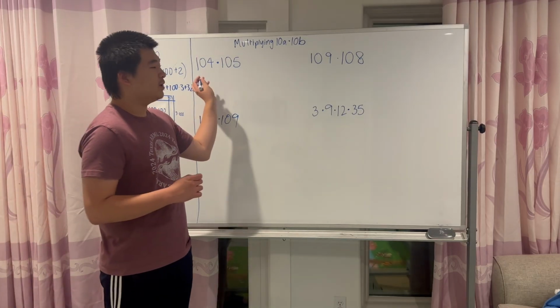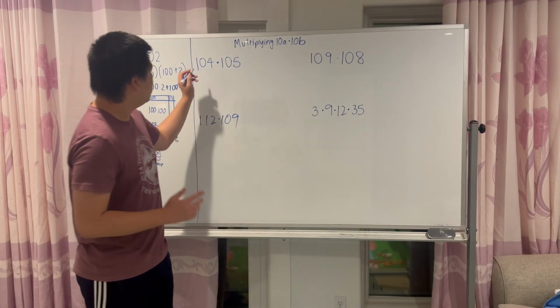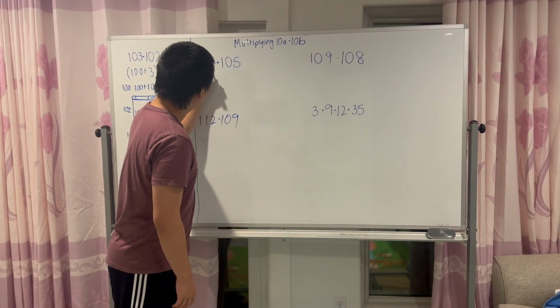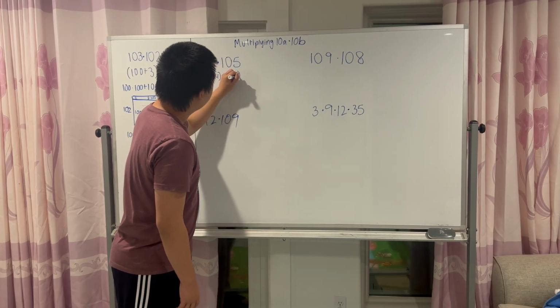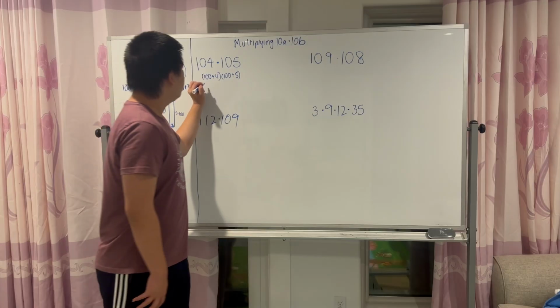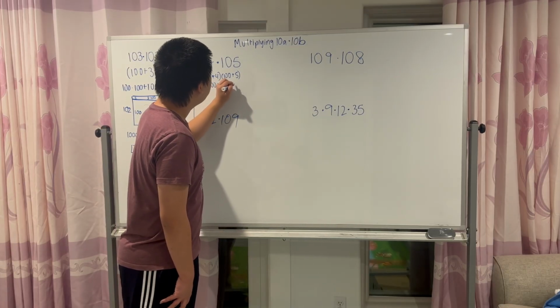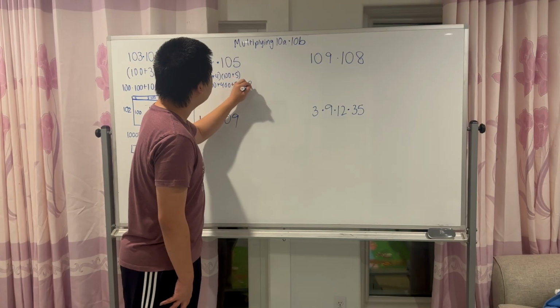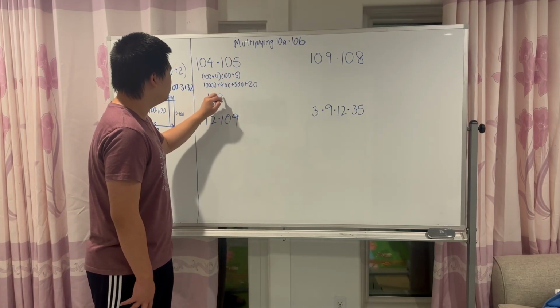Now, you could expand this using FOIL. So I'll just do it right now, just one more time. If I wanted to expand this using FOIL, I'd do 100 plus 4 times 100 plus 5. Now I'm going to skip a step here. This will be 10,000 plus 400 plus 500 plus 20, which will give us 10920.